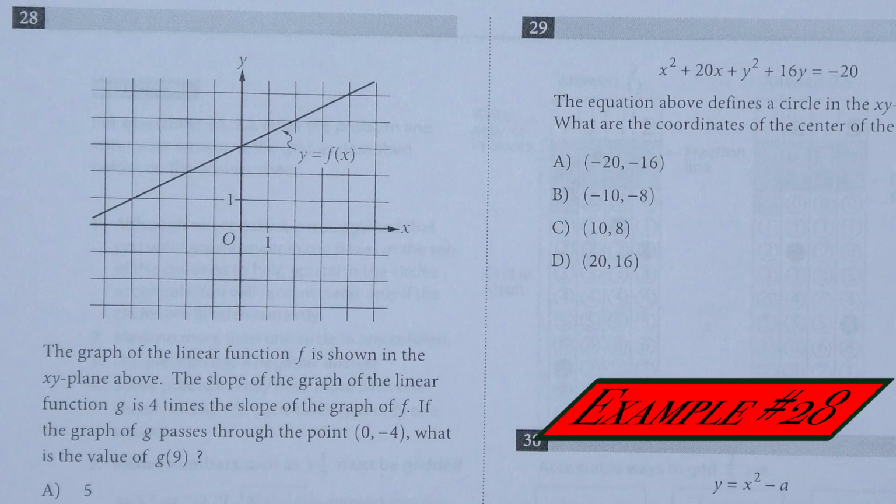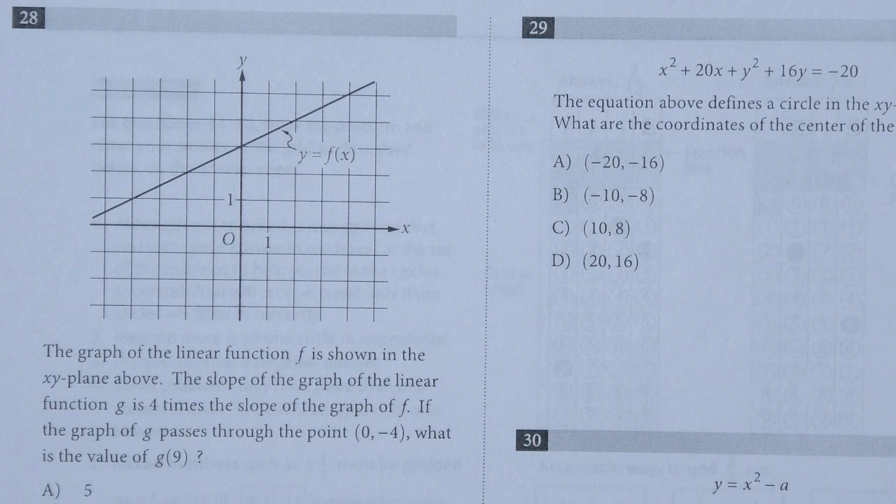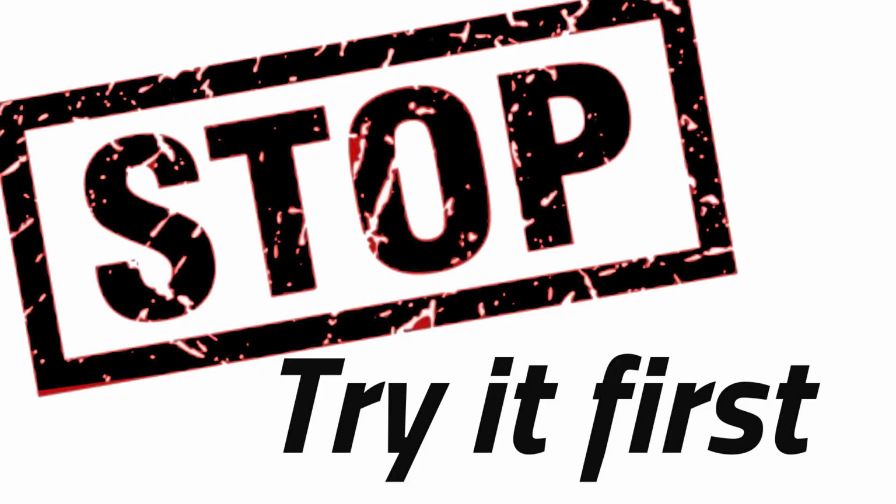The graph of linear function f is shown in the xy plane above. The slope of the graph of the linear function g is 4 times the slope of the graph of f. If the graph of g passes through the point (0, -4), what is the value of g of 9?